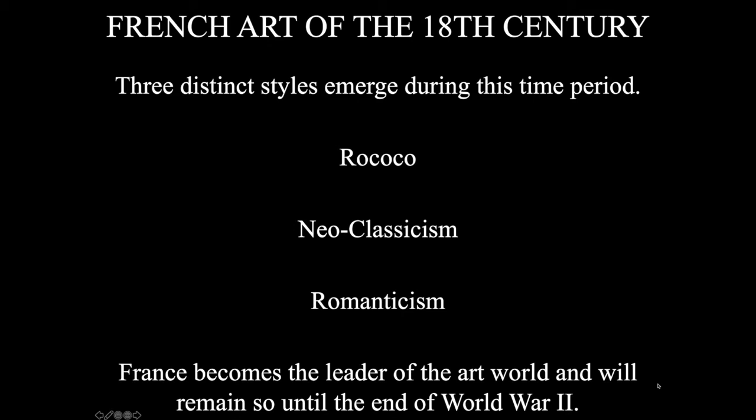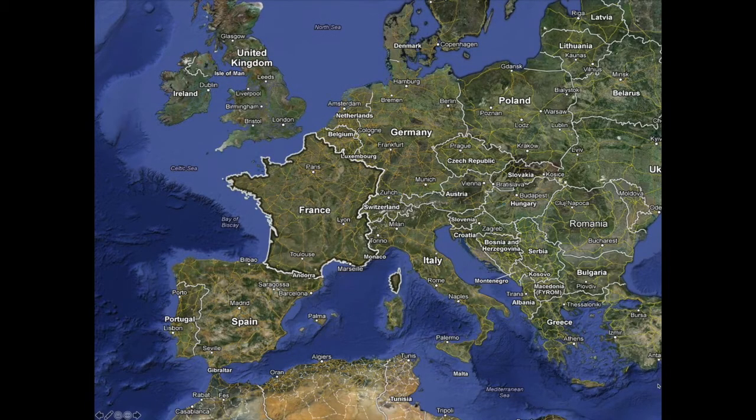Now we have three distinct styles that are going to emerge from France during this age: Rococo, Neoclassicism, and Romanticism. France is also going to become the leader of the art world, and it's going to hold that title until the end of World War II, when it shifts to America. So we're moving from Italy, and now we're going into France. And on our map, here we are.